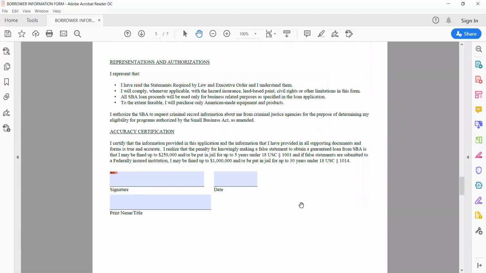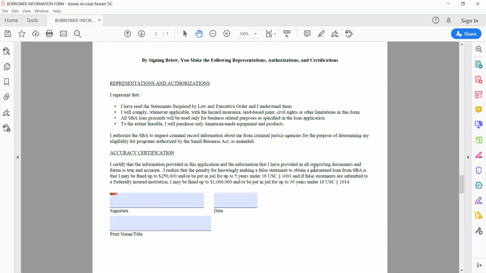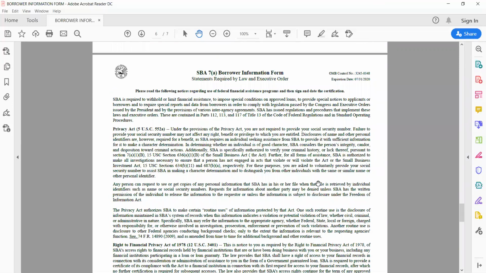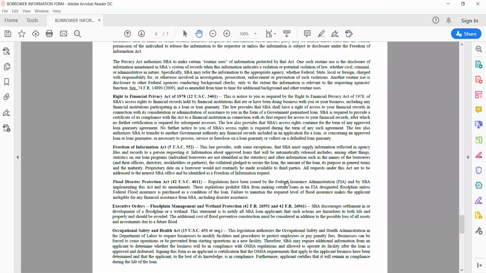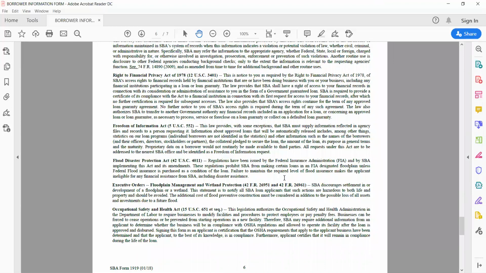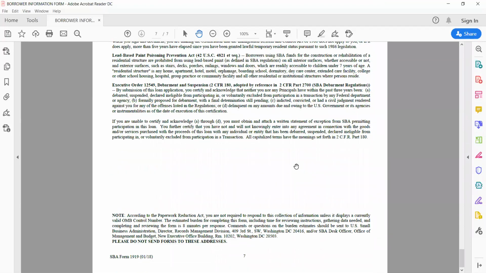Okay, and on the 5th page here, you're signing as a signatory, as an individual, and attesting that the information that you provided is true and correct to the best of your knowledge, and punishable for knowingly making a false statement. And the rest of the pages just has some additional information about your right to financial privacy, etc. So read through there if you have any other questions. And that concludes SBA Form 1919.